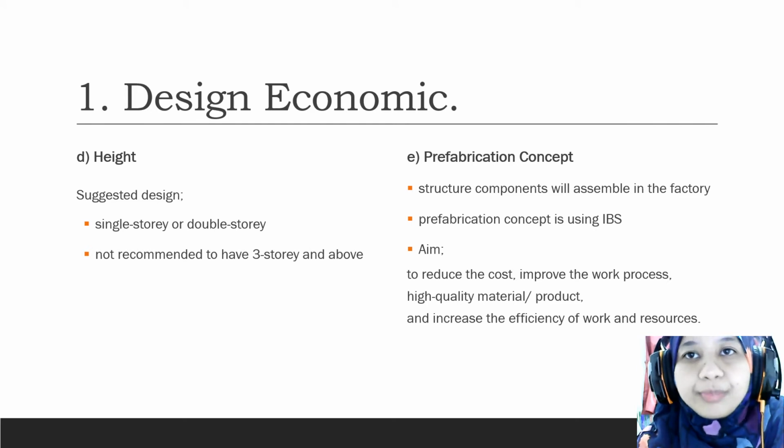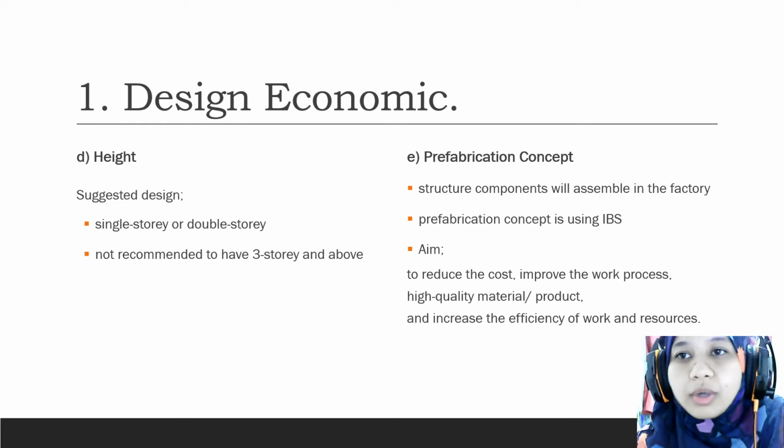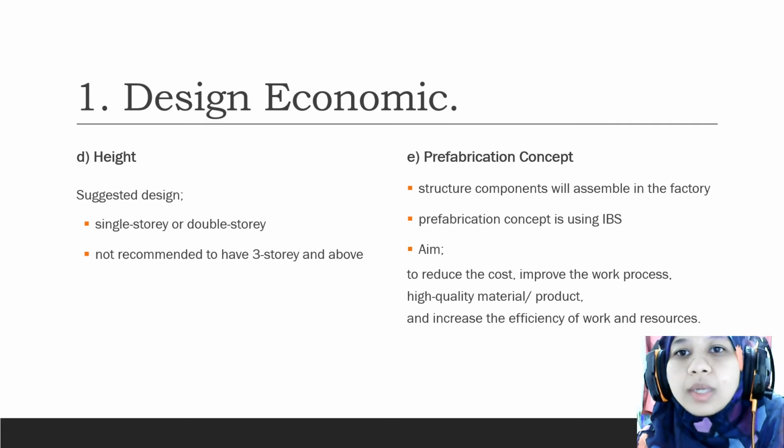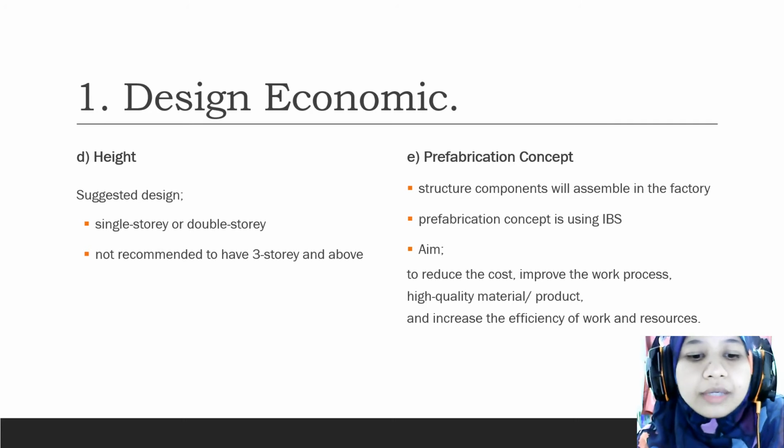Next, in terms of prefabrication concept, we will use the IBS system. We will use the IBS concrete beam, floor, column, aluminum, steel, and wood. So it can reduce the cost and speed up the work process. IBS is known for high quality material and can also increase the efficiency of the work.